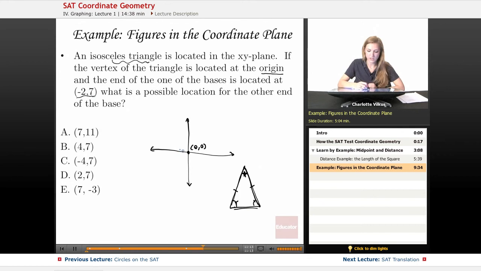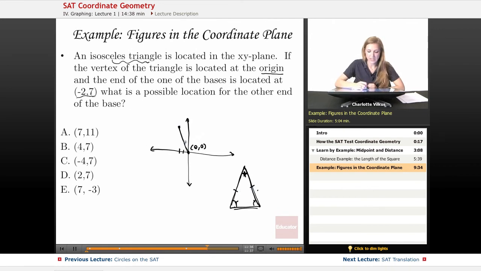So do the x first, go over 1, 2. And then I go up 7. So I'll say that's about here. And then I'm looking for a location of the other end of the base. The important thing with isosceles triangles is that these side lengths are the same.